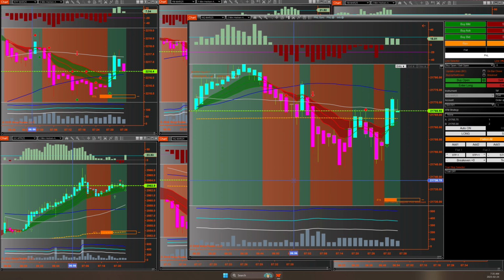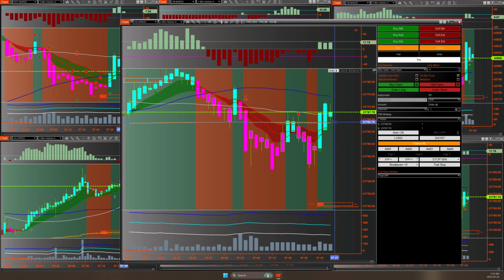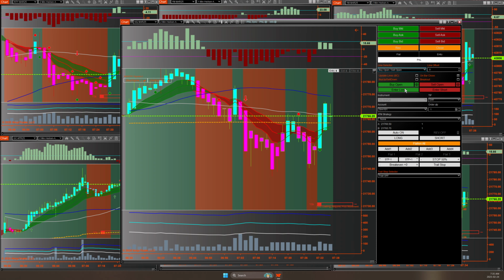I can set multiple targets, multiple stops. I can trail based on the last candle. I could trail based on an average true range line. I could do breakouts. So if I set this to, I think, buy high, sell low, what it would do is if I hit enter long, it would put a ghost line here and a ghost line there, depending.